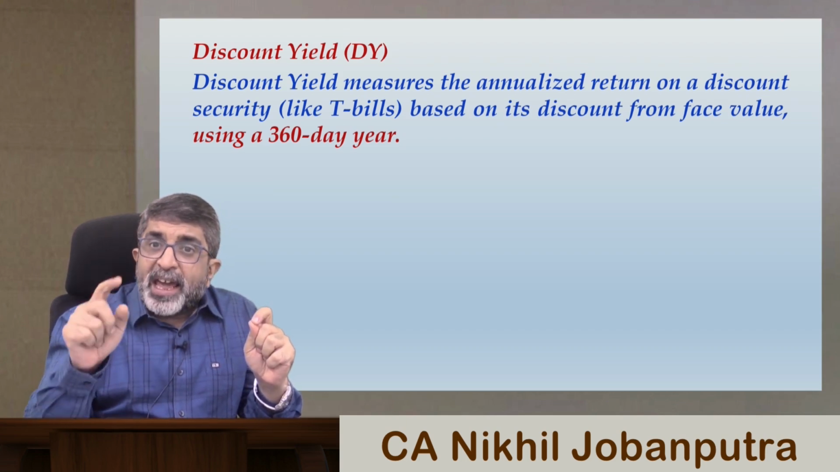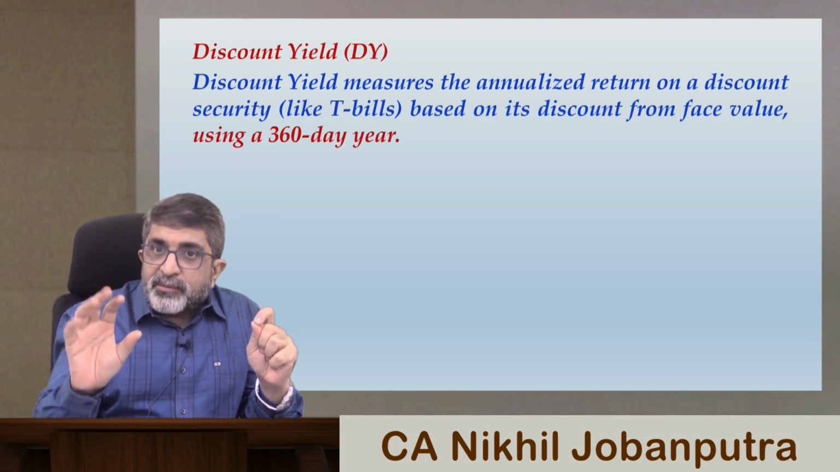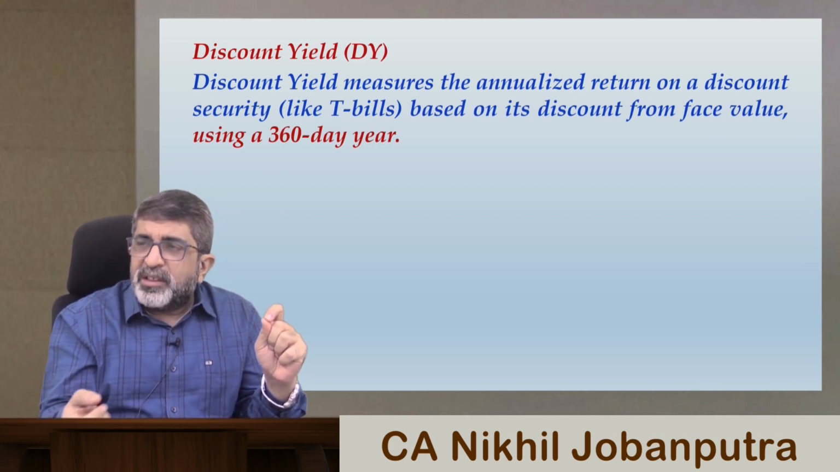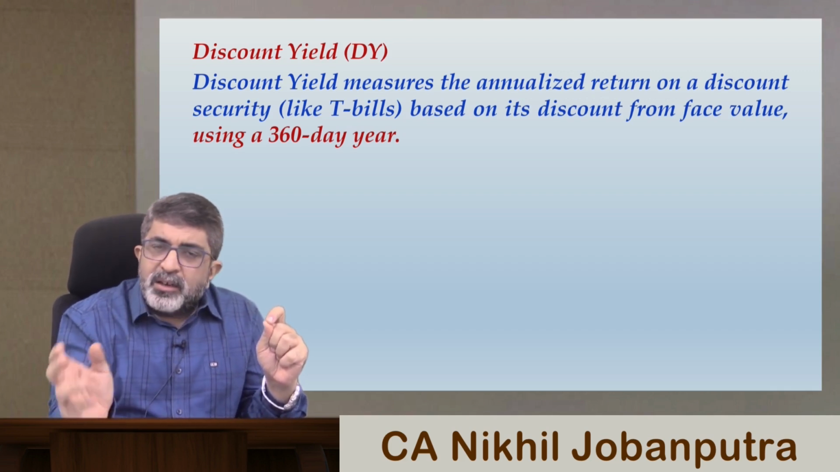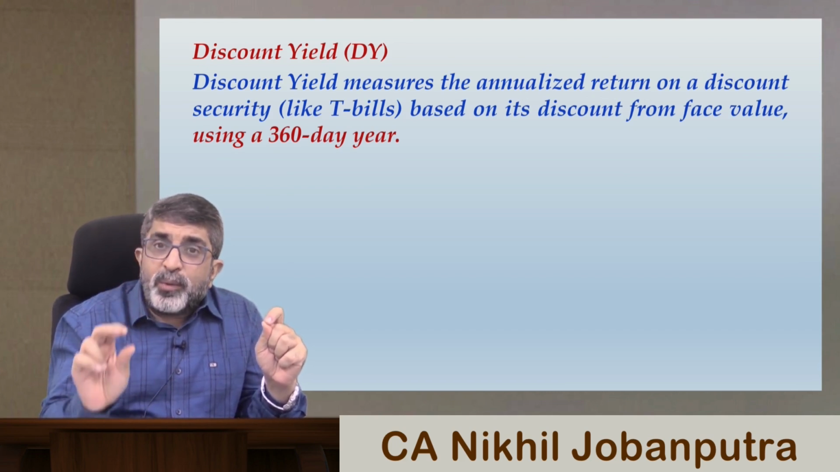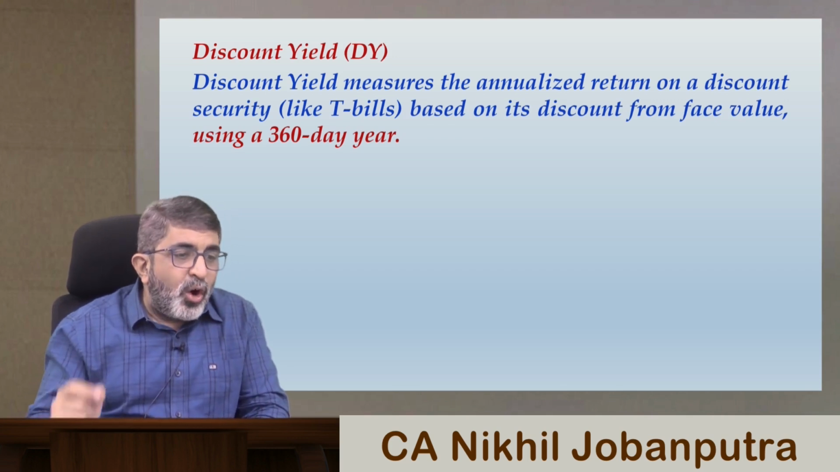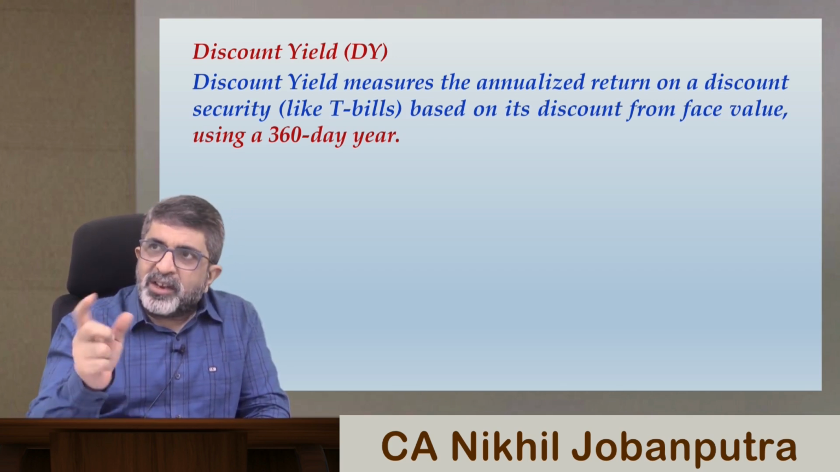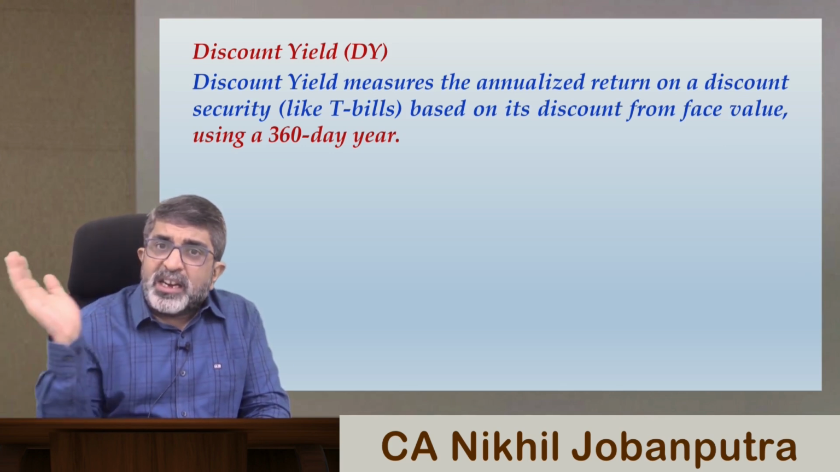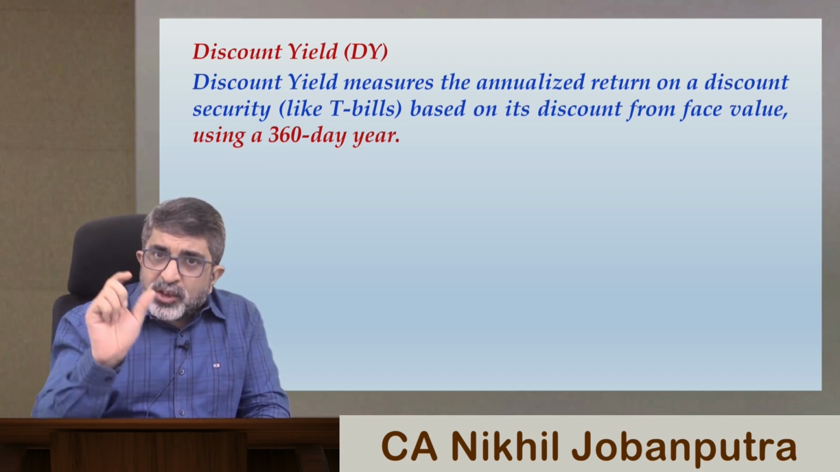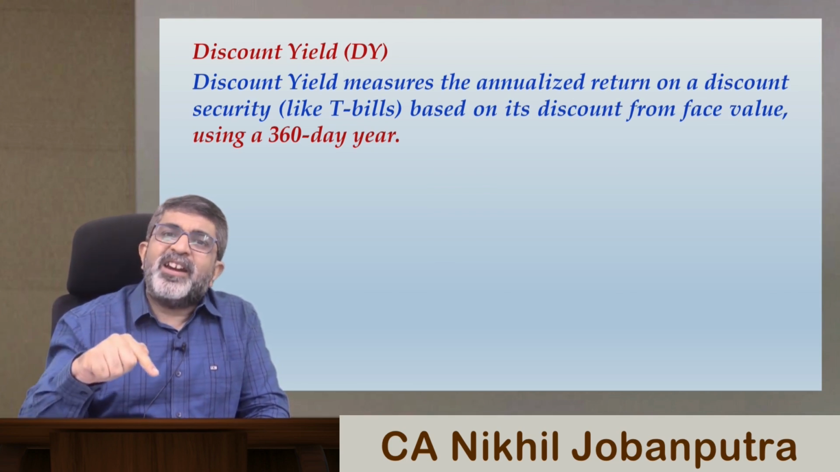You may compute HPY, that is holding period yield, as well, but generally when I mention something as yield, whether it is current yield or discount yield or bond equivalent yield, one thing is always clear, that it is always stated on an annualized basis. So it is basically the annualized return on a discount security. What is the significance of writing this discount security? A security that will not give you any interest payment or coupon payment, a security that will give you the par value or the face value on maturity, but currently it is traded at discount.